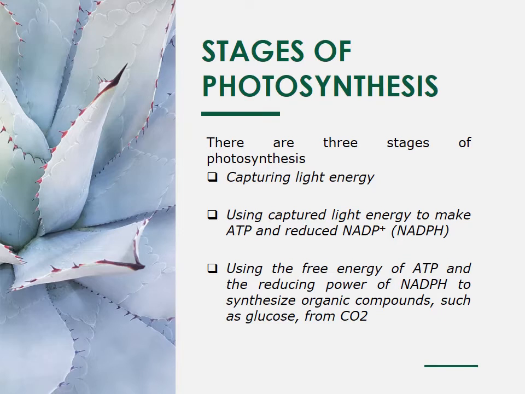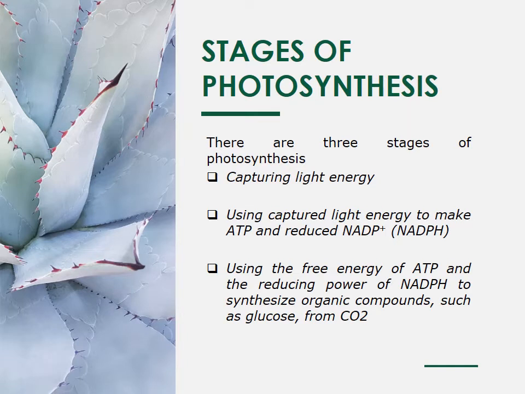So, stages of photosynthesis now. There are three stages of photosynthesis. The first one is capturing light energy. The second one is using the captured light energy to make ATP and reduce NADP+ to NADPH. And the third one is using the free energy of ATP and the reducing power of NADPH to synthesize organic compounds such as glucose from carbon dioxide.